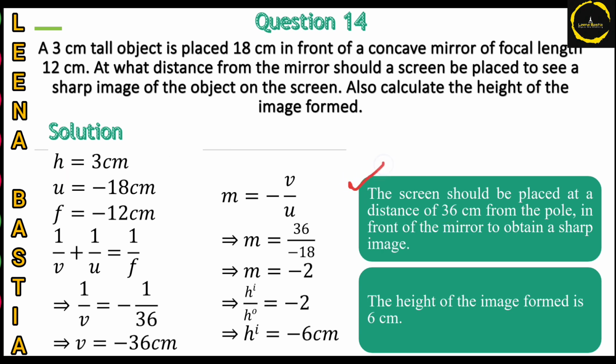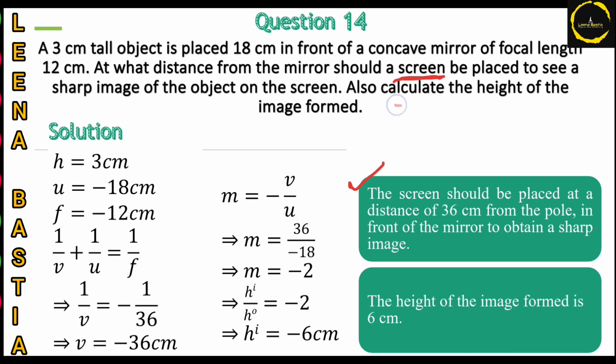So again I am reading this particular part. The screen should be placed, because it is asking for the distance of the screen, but you should understand the screen should be placed at that position where the image is forming, isn't it? Only at that point you can get the image. So for the sharp image, that distance is important. So v is our answer for the first part of the question. So children, you have to write the screen should be placed at a distance of 36 centimeter from the pole in front of the mirror to obtain a sharp image.